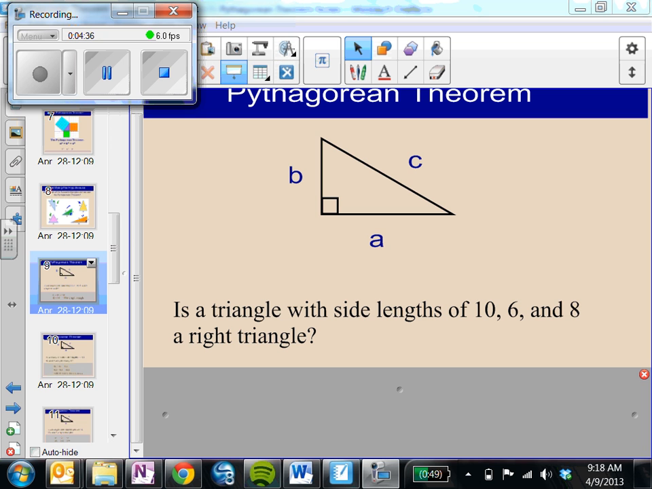You have to know which side is c and which two sides are a and b when you're looking at the three numbers. When looking at the three numbers, the longest one is the hypotenuse. So you square the two smaller ones, add them together, and see if that equals the bigger one squared.